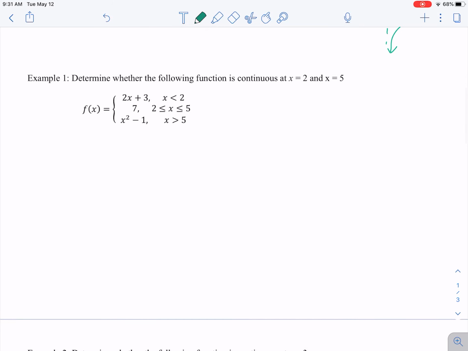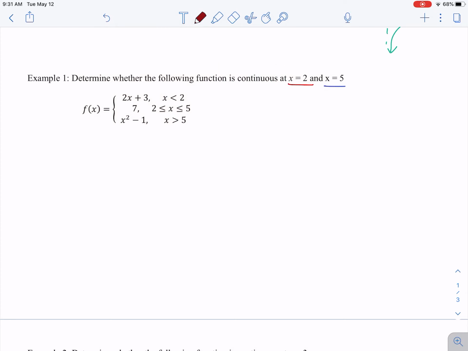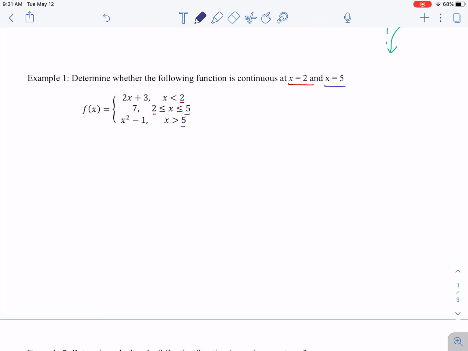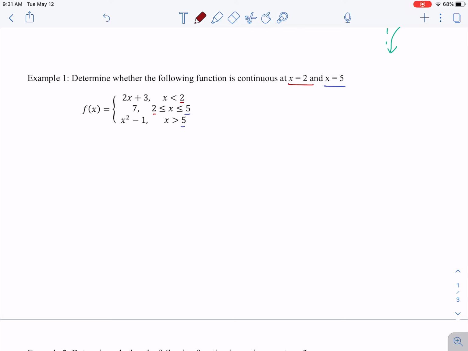So example 1, determine whether the function is continuous at x equals 2 and x equals 5. So there's two parts to this question. You look here, we have a piecewise function, and it breaks off at 2, and it breaks off at 5. Okay, so what I do need to do is step 1. So this is for x equals 2. So for step 1, f of 2, does that exist? Well, yeah, because it's got this equal to right there. So that does exist.